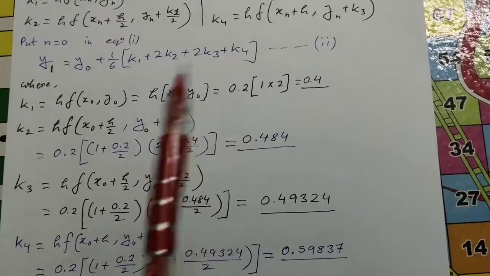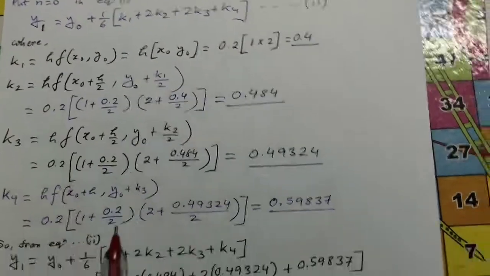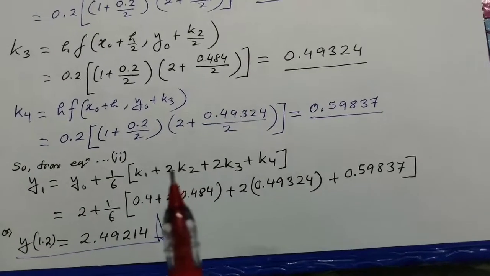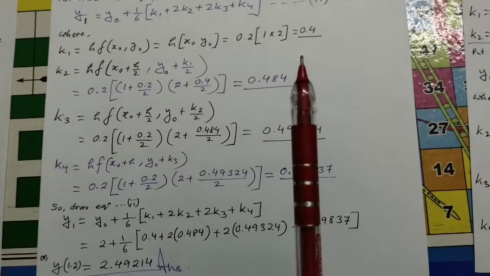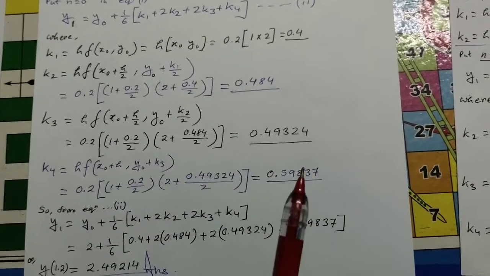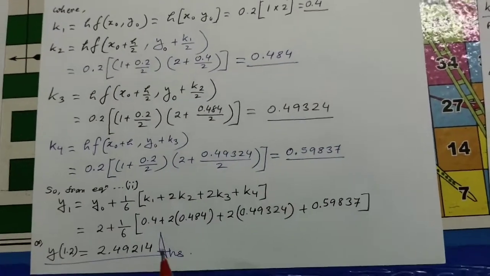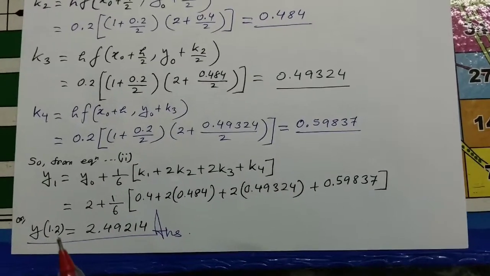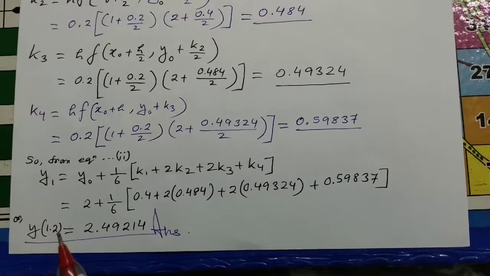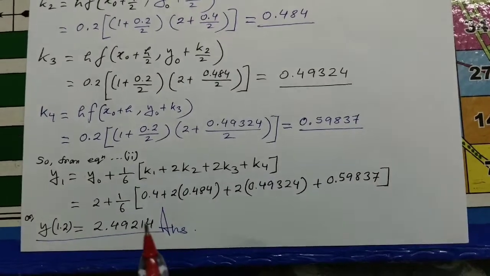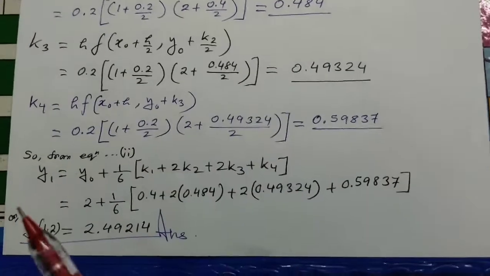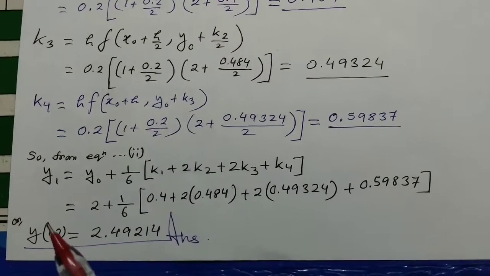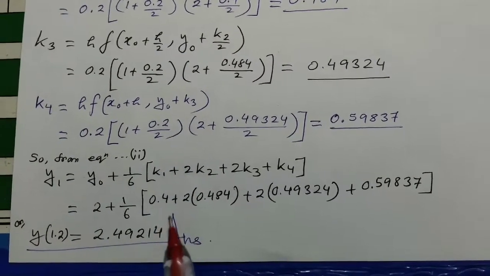So from equation 2, we put all the values of k1, k2, k3, k4 and y0 to get y1, right? y0 is given, and k1, k2, k3, k4 we have already calculated. So putting all the values here, and finally after calculation we get y1, that is y(1.2), equals 2.49214, right?